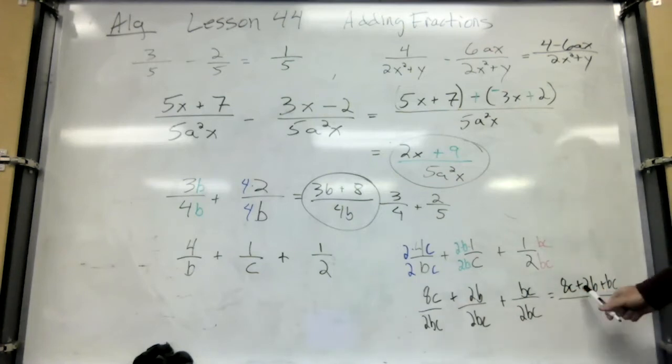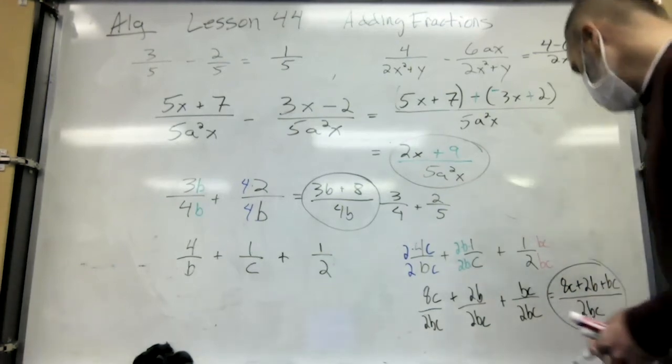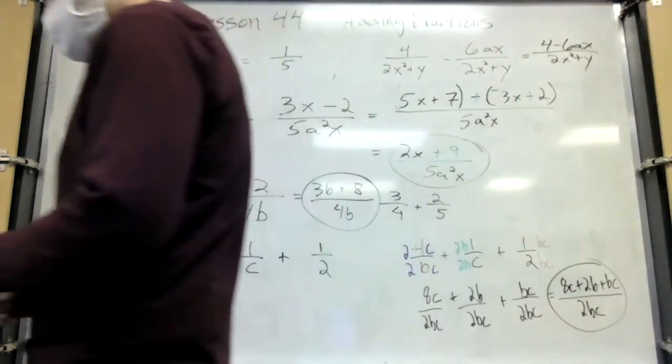Still, they all kind of look similar, but they're not like terms, right? They have to have every variable the same with the same exponents. Okay, so this only has a C, this only has a B, and this has a B and C. So they're not like terms. So just rewrite it. And here's your final answer. 8C plus 2B plus BC over 2BC.